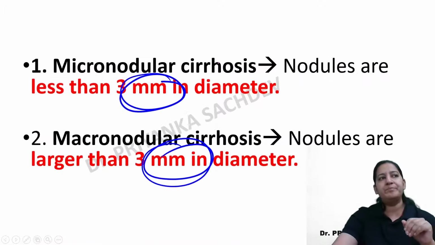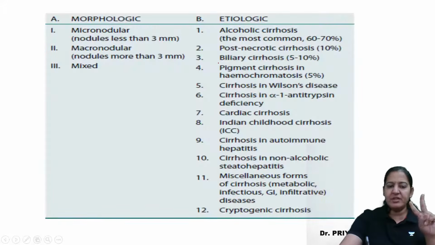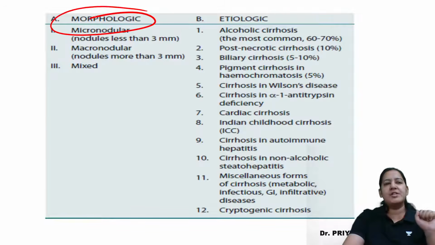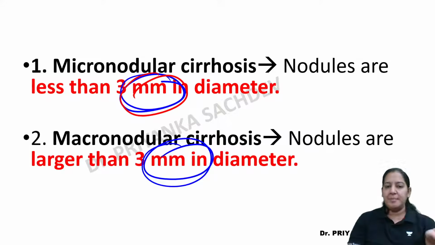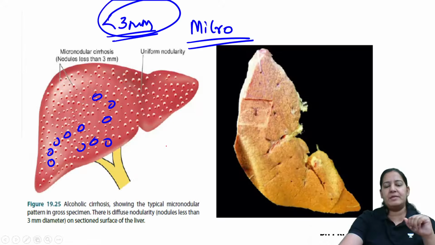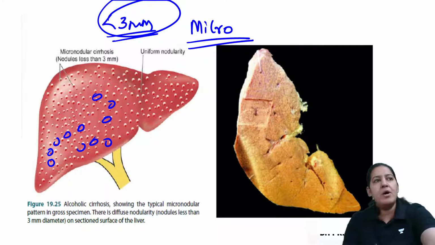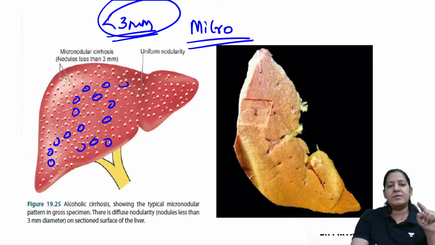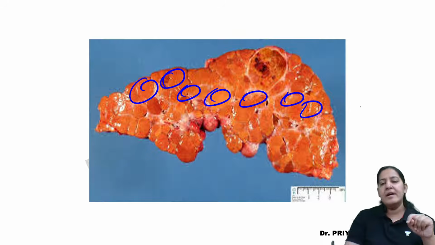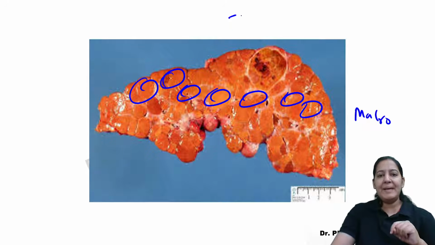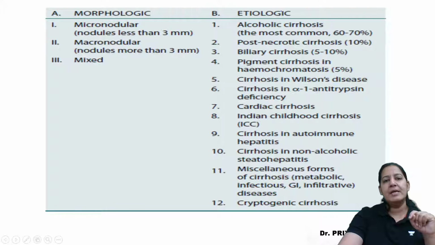After that, I taught you the classification. There are two types of classification. The first classification is the morphological classification. In morphological classification, there are two types of cirrhosis, micronodular and macronodular. In micronodular cirrhosis, all the nodules are less than 3 millimeter. In macronodular, all the nodules are more than 3 millimeter. Here you can see in this diagram, all the nodules are less than 3 millimeter. So that's why it is micronodular. In this diagram, you can see all the nodules are more than 3 millimeter. That's why this one is macro. It is 3 millimeter, not 3 centimeter.